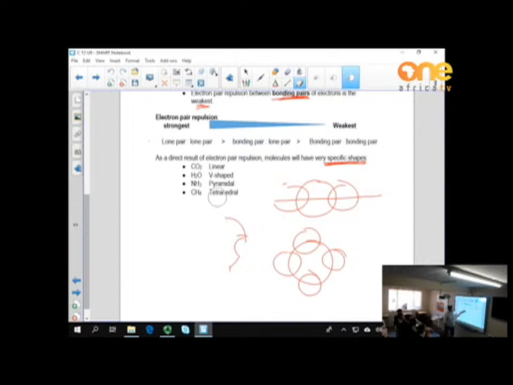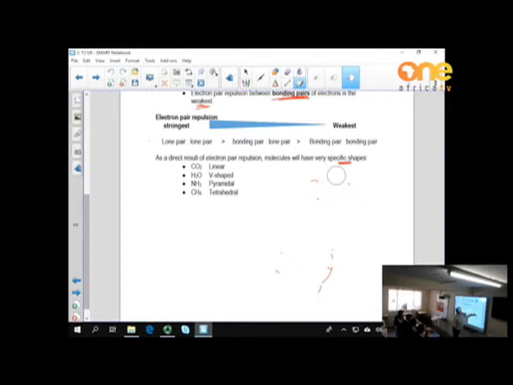All right. And we found then that molecules can be pushed into specific shapes. Carbon dioxide forms a straight line. We say that molecule is linear. All right. Most of the covalent compounds that consist of two atoms will be linear.